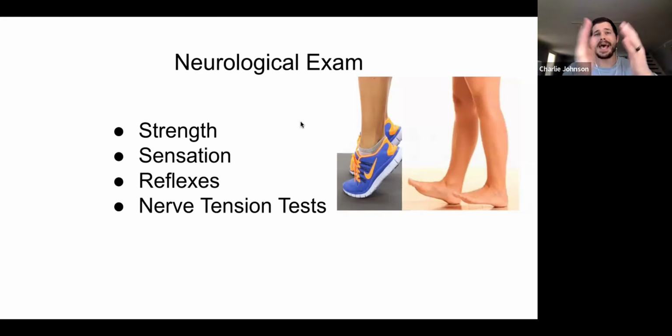If there's a problem with the S1 nerve root, S1 nerve controls your calf muscles, then you'll lose power to these muscles. You'll notice, man, I cannot go up on my calf. I can go up on one side, but not on my other side.